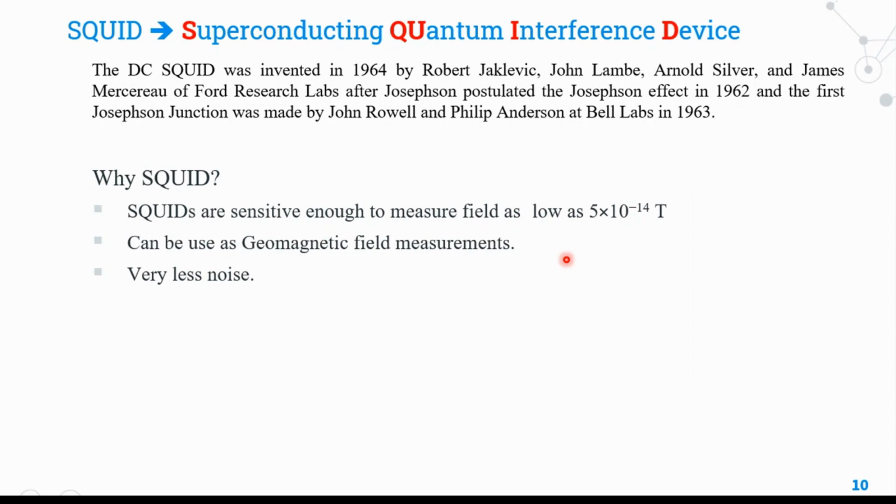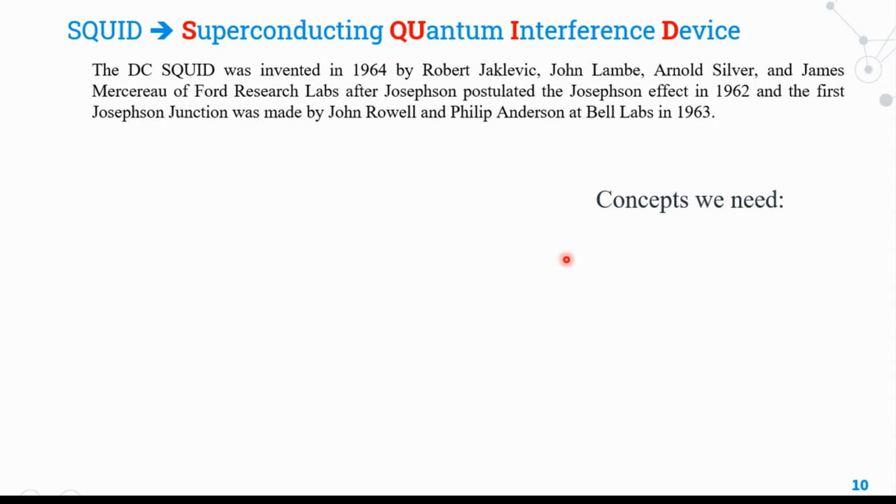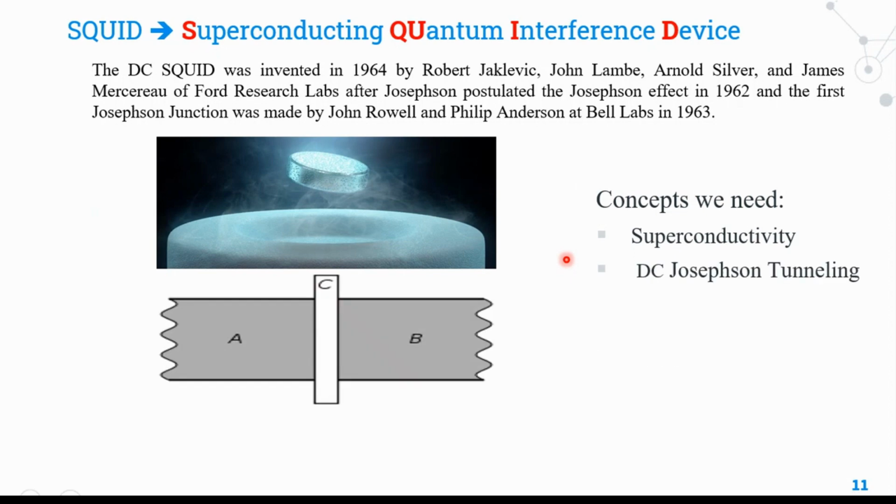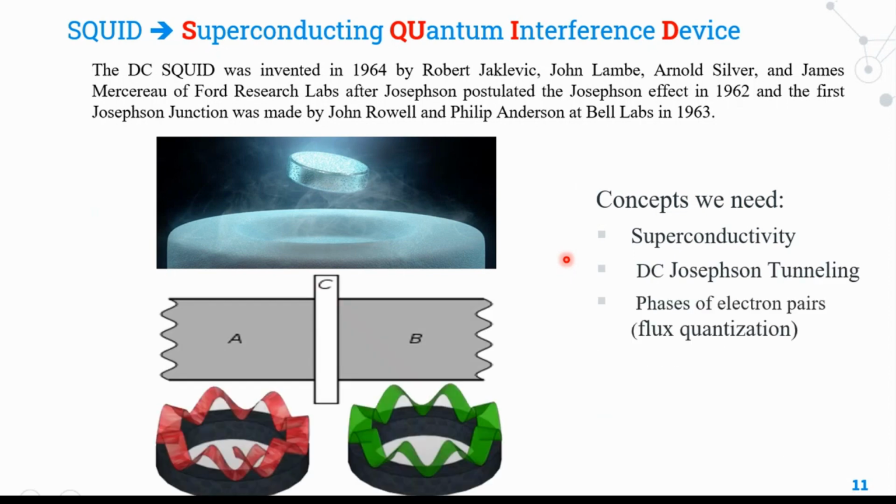To understand the SQUID phenomenon, we need some knowledge about superconductivity, DC Josephson tunneling, and the phases of electron pairs, that is, flux quantization. So I would like to discuss that. If you look at this green shape, it is phase matched. That is, if I go round over here, the phase must be some integer value of 2 pi, and here is phase mismatching if we look at the red one. So we need to understand these three concepts for the SQUID.